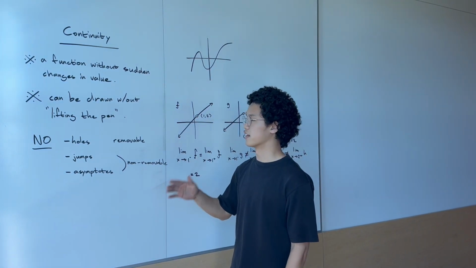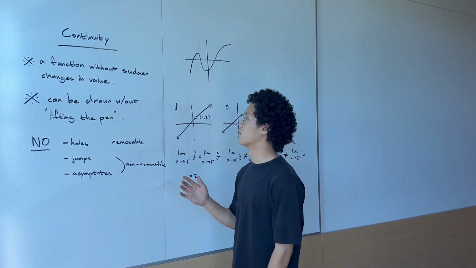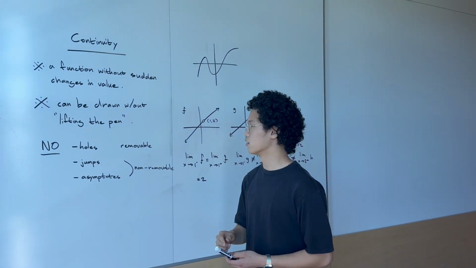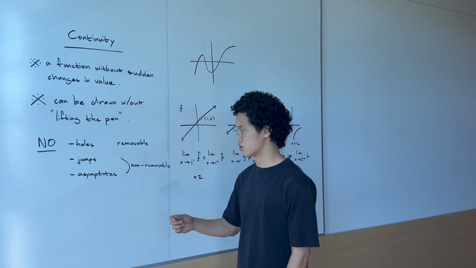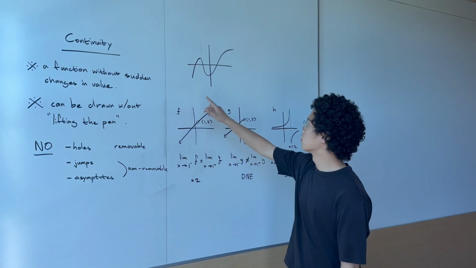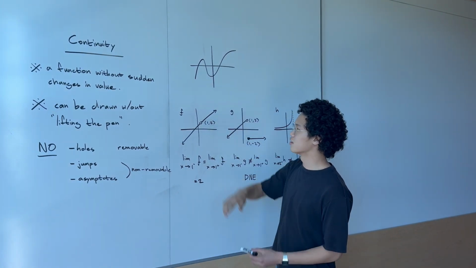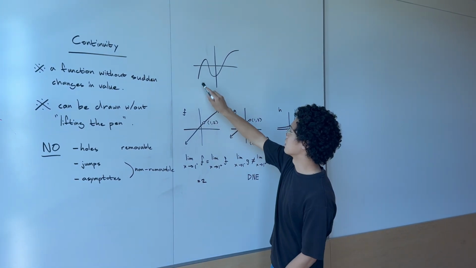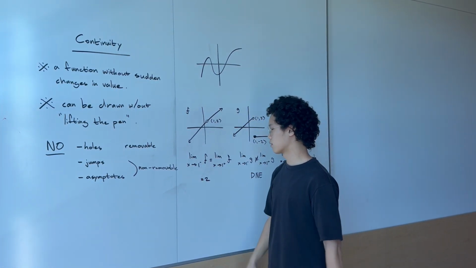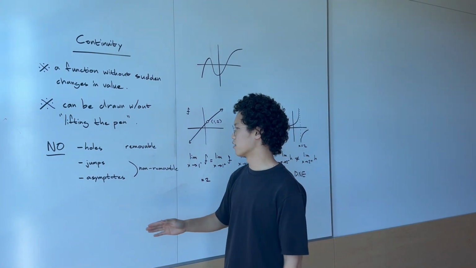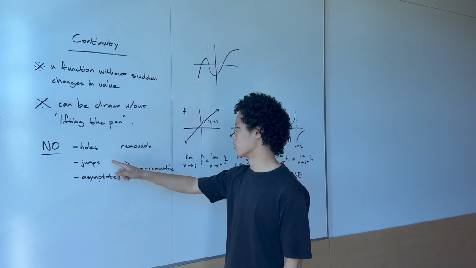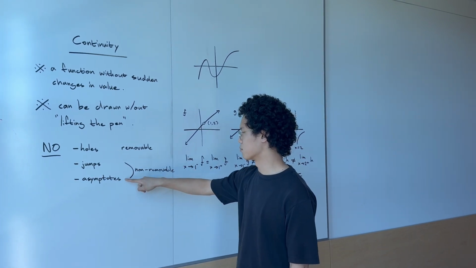A function that is continuous is a function that doesn't have sudden changes in value. A way to think about this would be a continuous function can be drawn without lifting the pen off the paper or the board or whatever it might be. So this function would be a continuous function. I can draw it without lifting the pen. And this will mean that a continuous function cannot have any holes, jumps, or asymptotes.